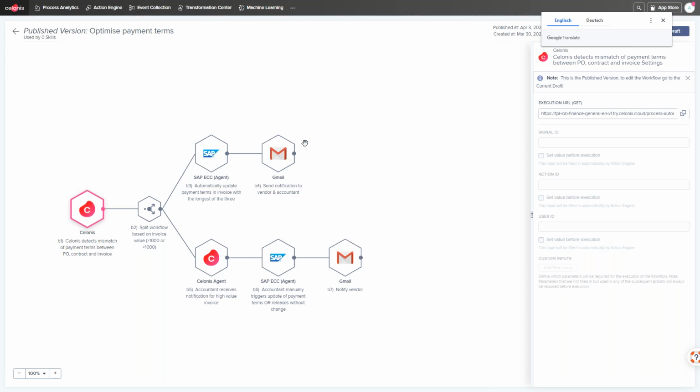So what would happen here is the accountant gets notified that there is a payment term mismatch and could then manually go into the SAP system, or trigger from within Celonis this action to update this in the SAP system. And then, of course, the vendor also gets notified. In summary, this is a drag and drop way to build automations. You see, we have the opportunity to build out these automations with all kinds of out-of-the-box systems that we connect to. So this is how we enable you to identify the friction points, but then also take automated actions.